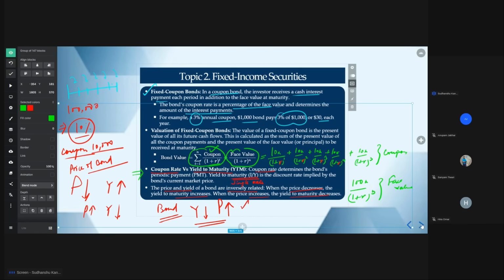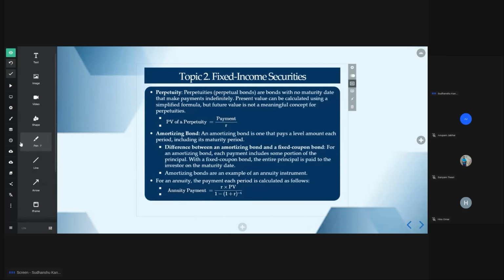Then moving ahead, the next one is another different kind of product, again in the fixed income space: perpetuity. Perpetuities are basically perpetual bonds. Perpetual bonds are those bonds which have no maturity date. Now, this sounds very funny, sir. How can a bond have no maturity date?